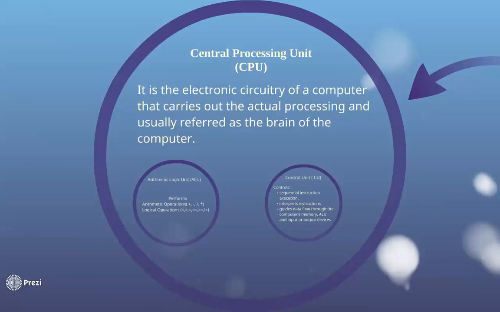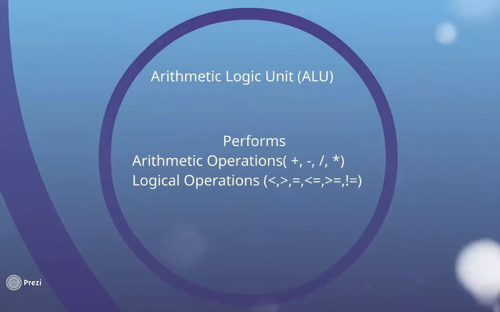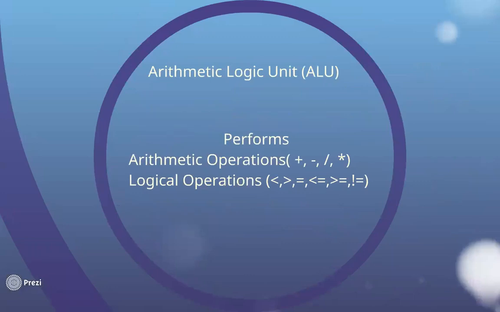The CPU comprises two parts. First one is ALU. ALU stands for Arithmetic and Logic Unit. This part comes into action when any arithmetic or logical operations need to be performed. Arithmetic operations are like addition, subtraction, division, or multiplication. Logical operations are like less than, greater than, equal to, less than or equal to, greater than or equal to, not equal to. So anything related to mathematics is covered under the arithmetic logic unit.